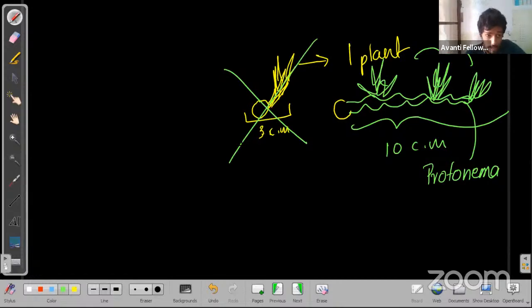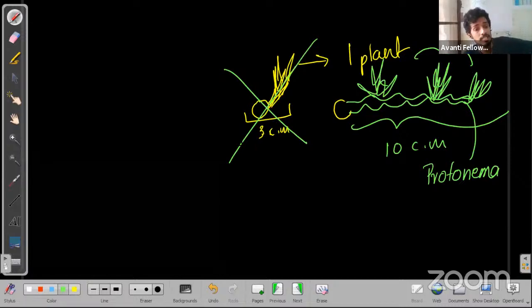Yes, the sporophyte is always present above the gametophyte.